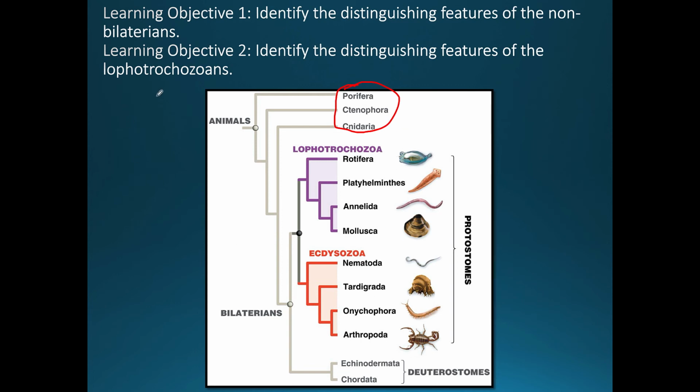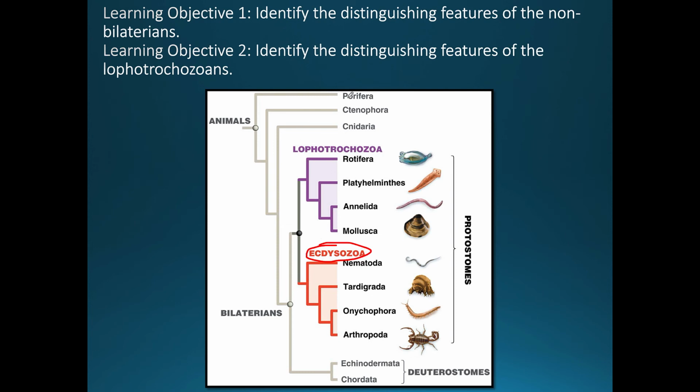So the second objective is going to be looking at this first group of bilaterians. And they belong to this group that we call Lophotrochozoans. And they include the Rotifera, Platyhelminthes, Annelida, and the Mollusca. In the next video podcast, we will cover the ecdysozoans.